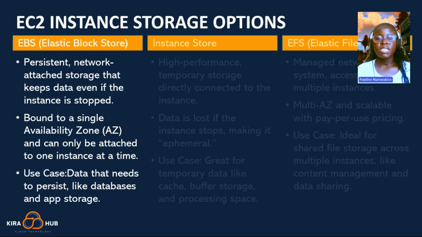So EBS volumes, they are locked to one availability zone. If you want to move an EBS to another availability zone, you must snapshot it. So create a copy and save the copy in another region. Encryption is also available for security, and users pay for the provisioned size and performance.